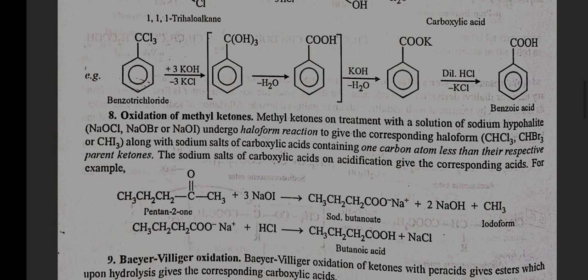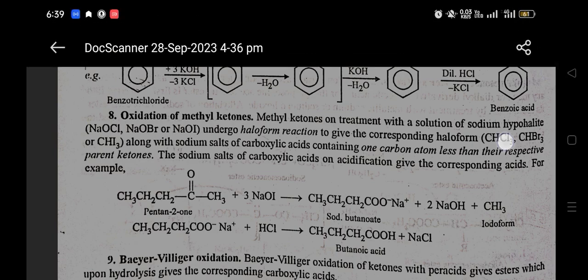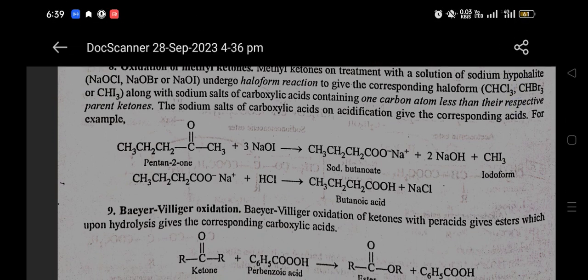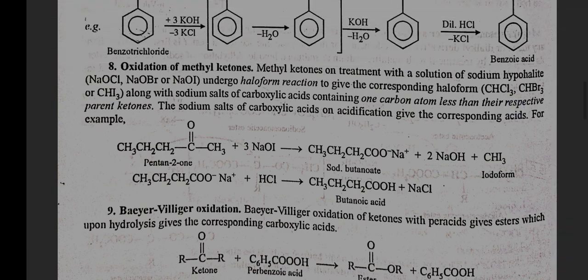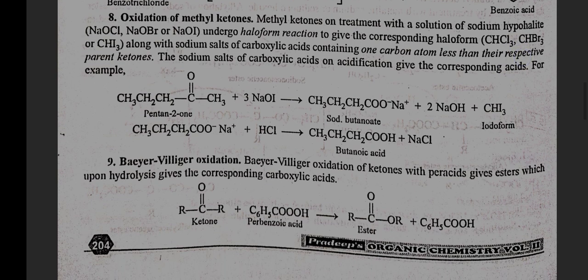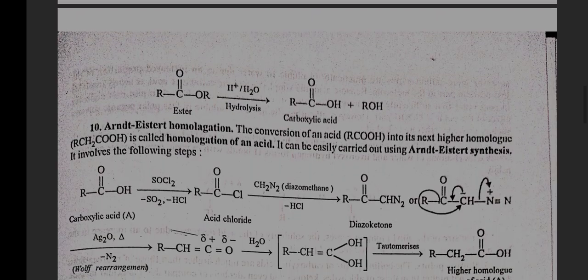Methyl ketones on treatment with a solution of sodium hypohalite, that is NaOCl, NaOBr or NaOI, undergo haloform reaction to give the corresponding haloform along with the sodium salts of carboxylic acid containing one carbon atom less than their respective parent ketones. The sodium salts of carboxylic acid on acidification give the corresponding acid. For example, ninth, Baeyer-Villiger oxidation. Baeyer-Villiger oxidation of ketones with peracids gives esters, which upon hydrolysis give the corresponding carboxylic acids.